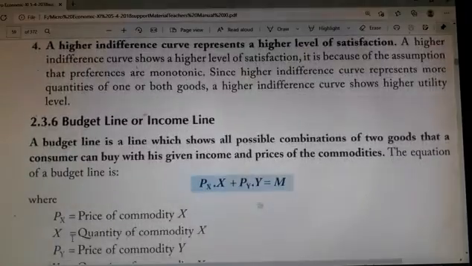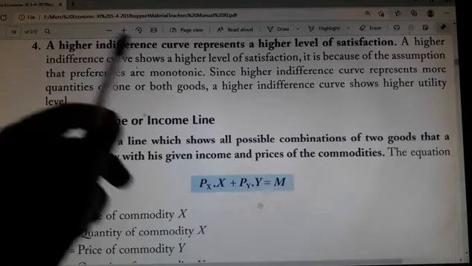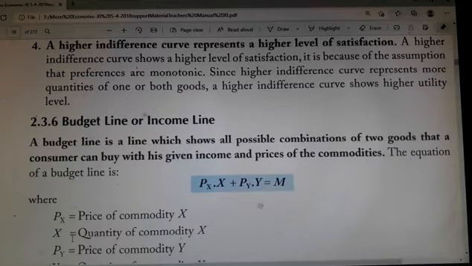Now moving on to the next topic, that is budget line or income line. So first, before getting into this next topic, please copy this. Whatever we have done, all the properties, you need to make a separate note of it in your copies. Now we go on to the next topic, that is budget line or income line.